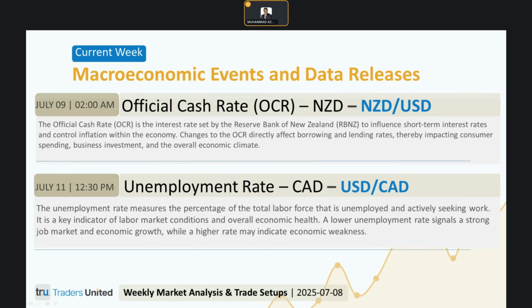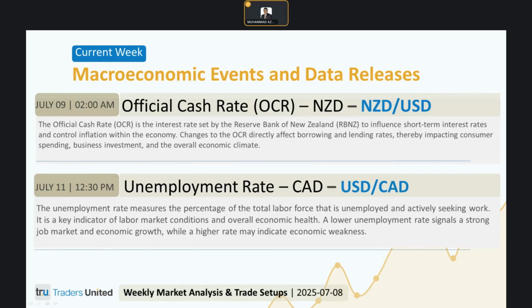A lower than expected unemployment rate typically indicates robust economic activity and may prompt a more hawkish stance, supporting the Canadian dollar. Conversely, a higher unemployment rate may signal economic softness and could lead to policy easing, weakening the CAD and pushing the USD CAD higher. Now, the previous number we got is 7.0%. The forecast is 7.1%. The actual data is not yet released.